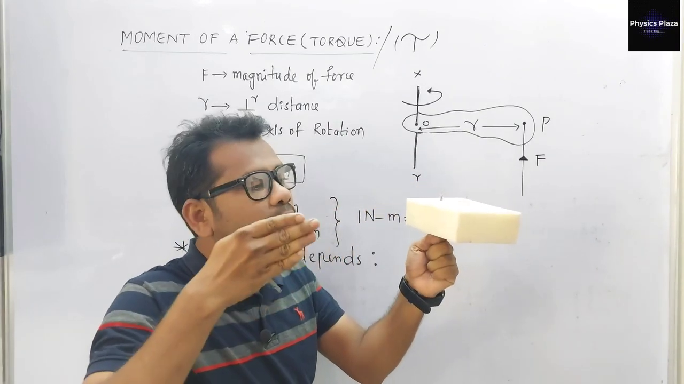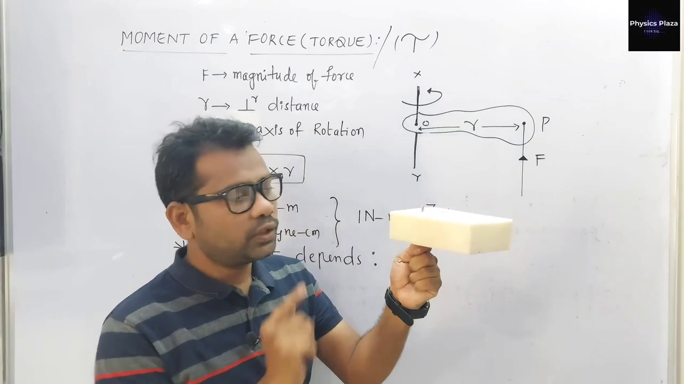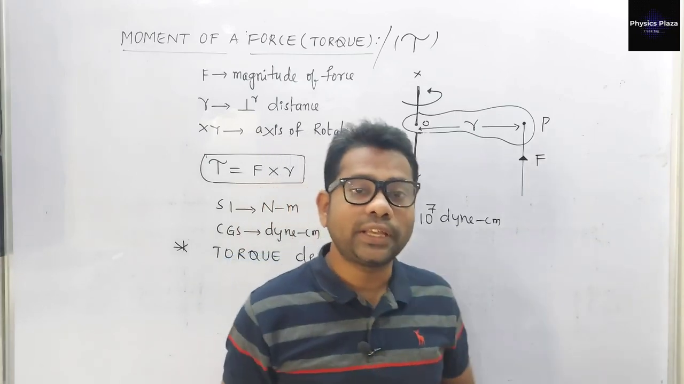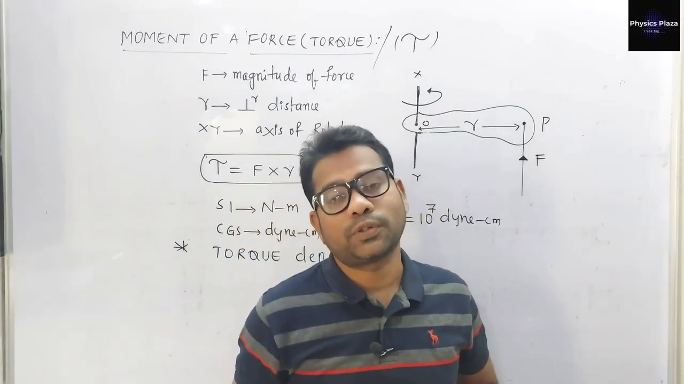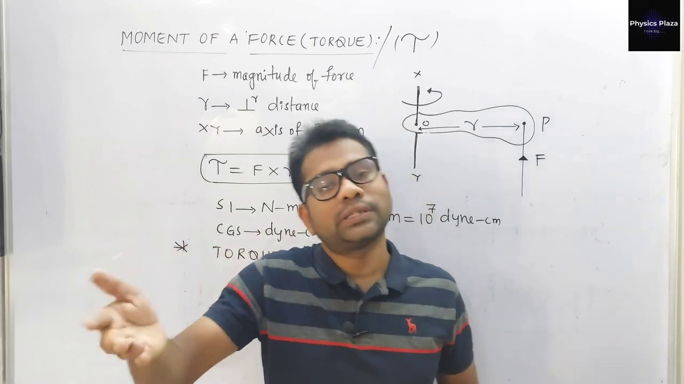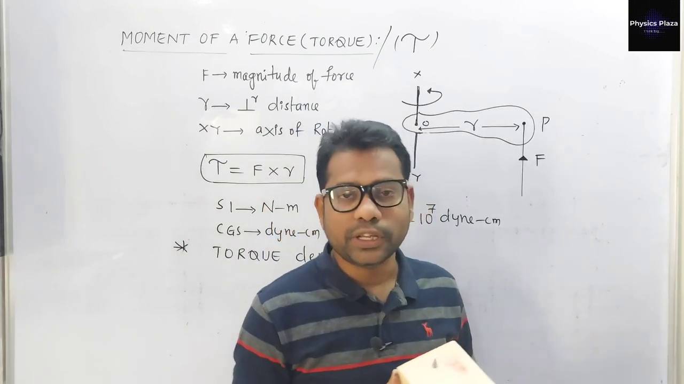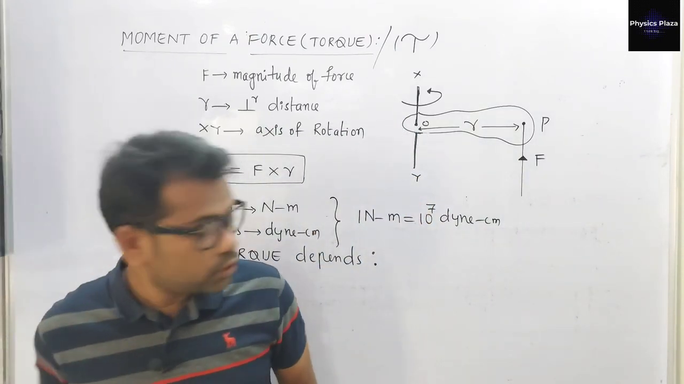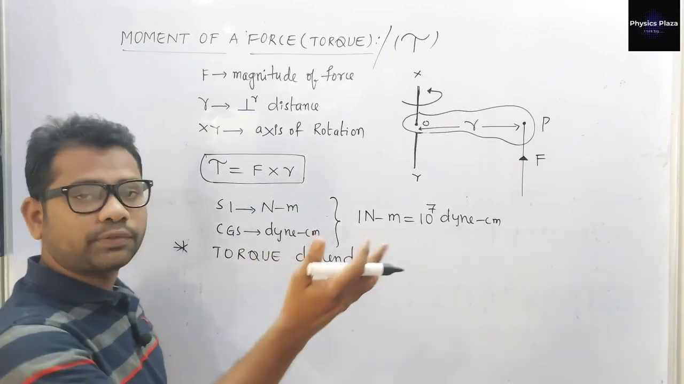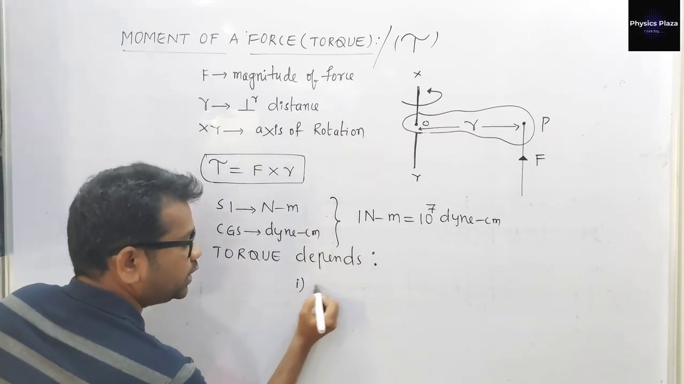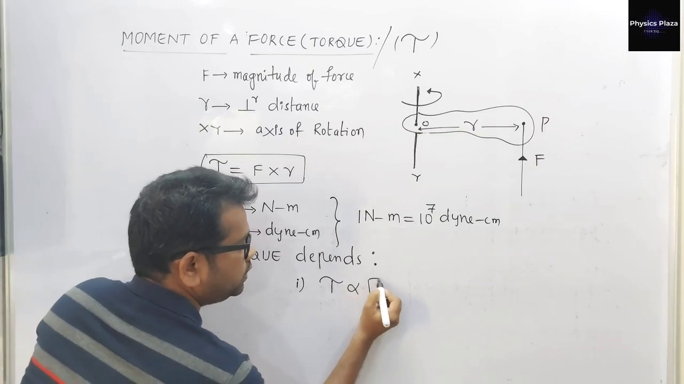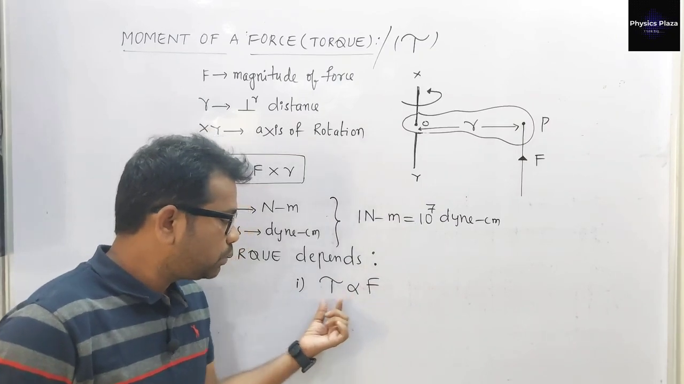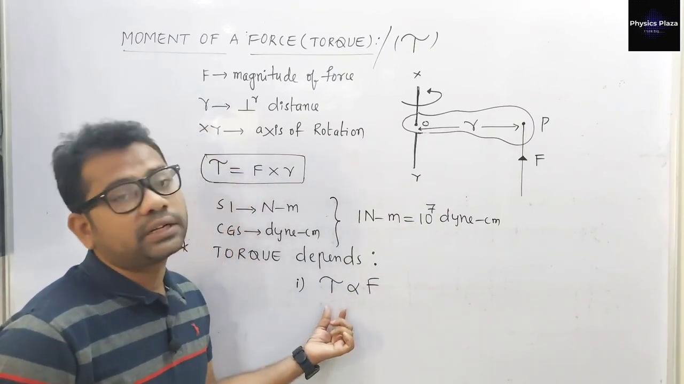For example, children, first I apply a small force. Now see the turning effect. If I apply a large force, in which case is there more turning effect? When we apply a large force, the more the force, the more the turning effect for a given perpendicular distance. Less force, less turning effect. So torque or moment of force depends on the magnitude of force. Tau is proportional to the force.